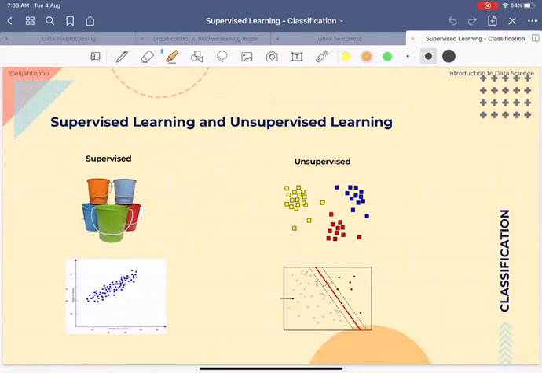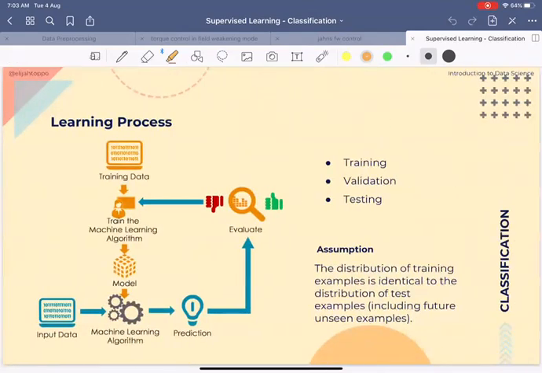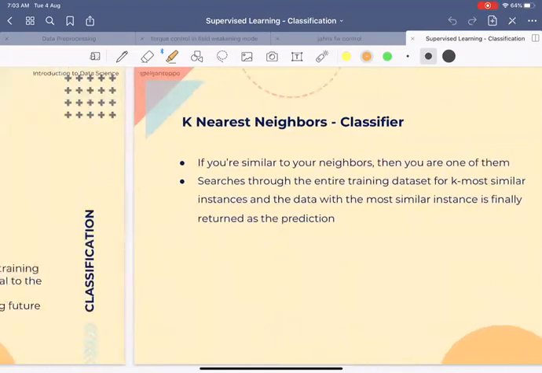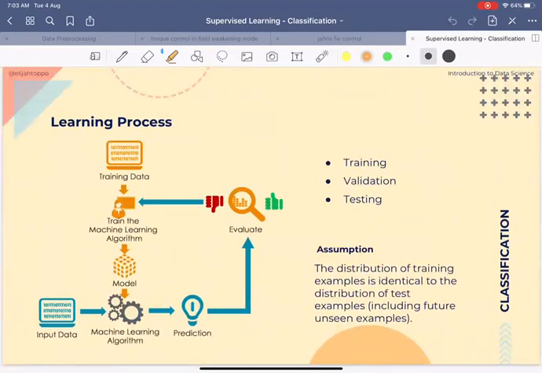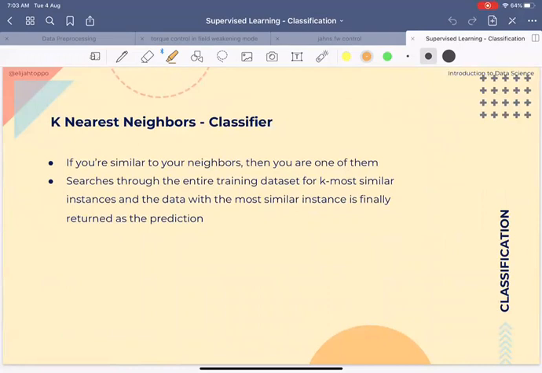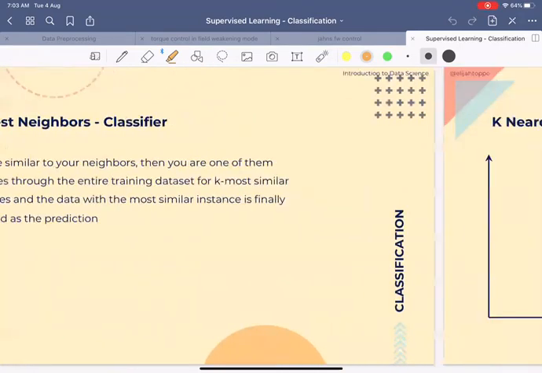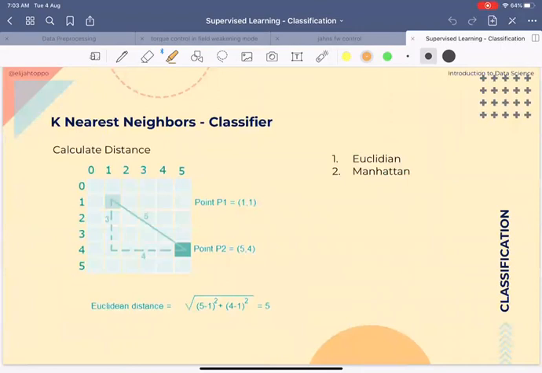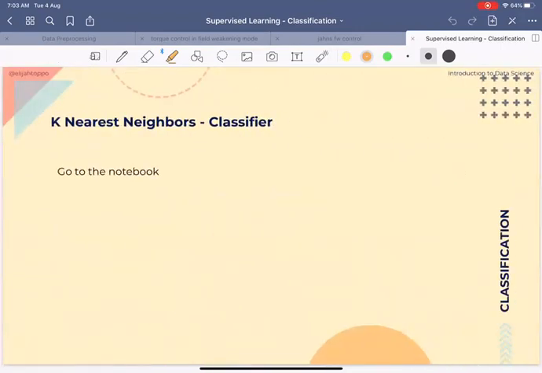We said machine learning is divided into supervised and unsupervised. Within supervised, we are looking into classification. We saw the phases of training, validation, and testing. We looked at one basic machine learning classifier, KNN, where the idea is if you are similar to your neighbors, then you are one of them. So we saw how to calculate distance. We implemented KNN from scratch.